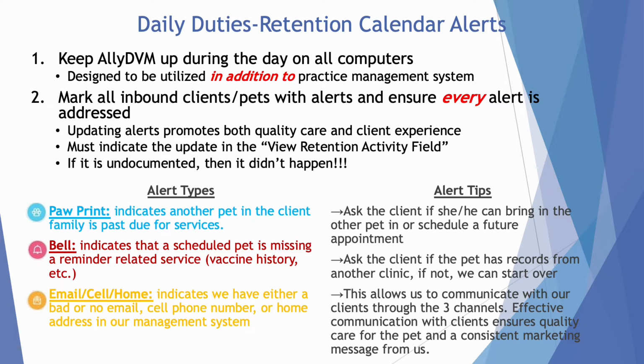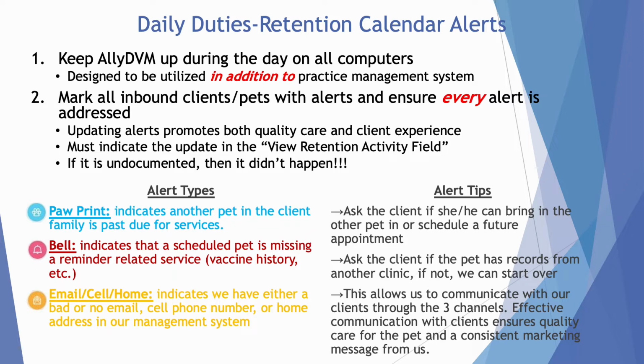There's going to be the paw print. A paw print is going to be found on the retention calendar, and if you see this, it indicates that another pet in the client family is past due for services. So one of the expectations, what we're asking you to do, is when you see that paw print, go ahead and ask the client if he or she can bring the other pet in, and go ahead and get that future appointment scheduled, okay?